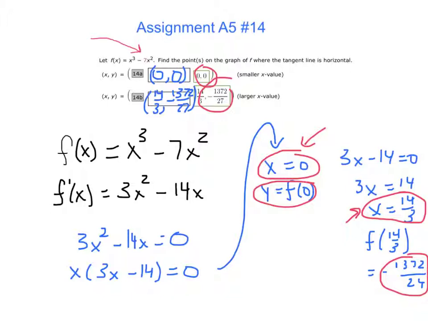Okay? So hopefully that gave you a little insight into how to find where the tangent line is horizontal. You set the derivative equal to 0. Good luck.